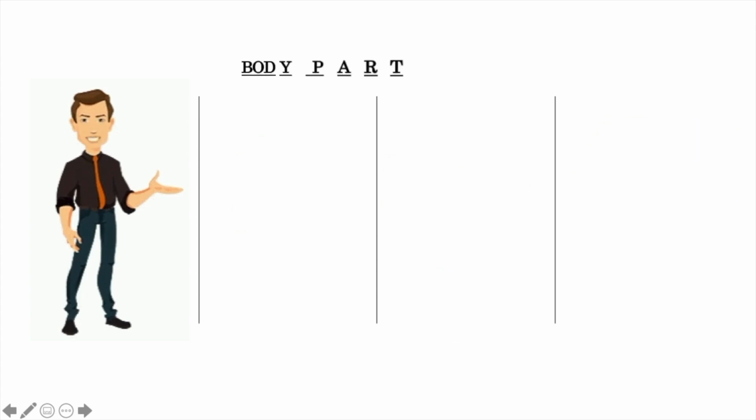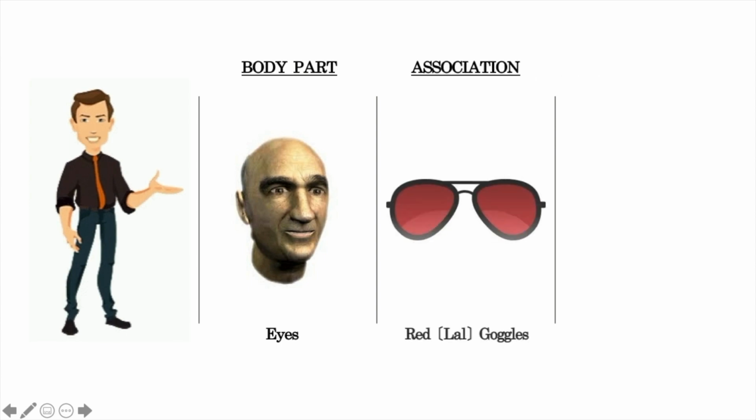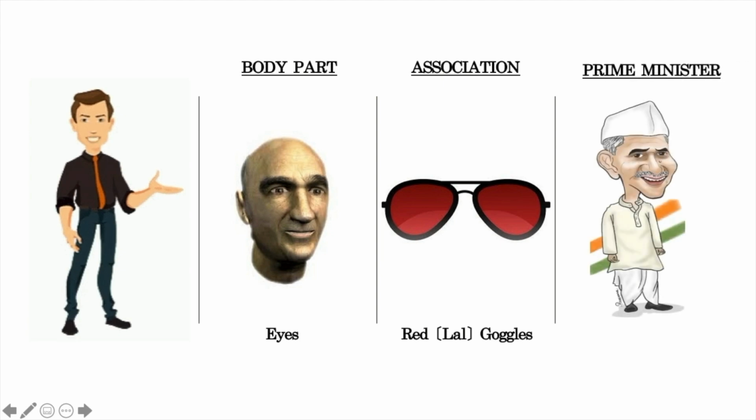The next body part is the eye, which is associated with red goggles. Red is Lal in Hindi, which connects us with the name of the second Prime Minister of India, that is Mr. Lal Bahadur Shastri.